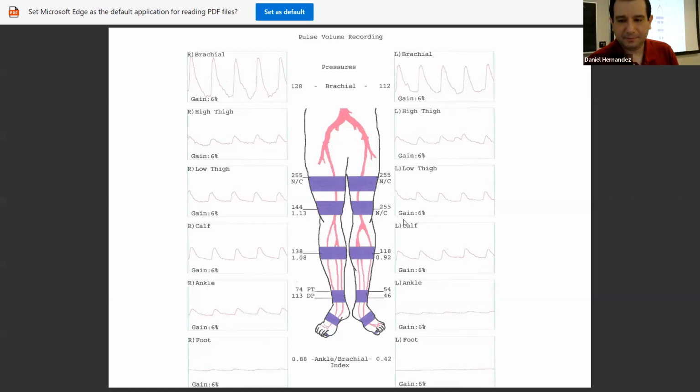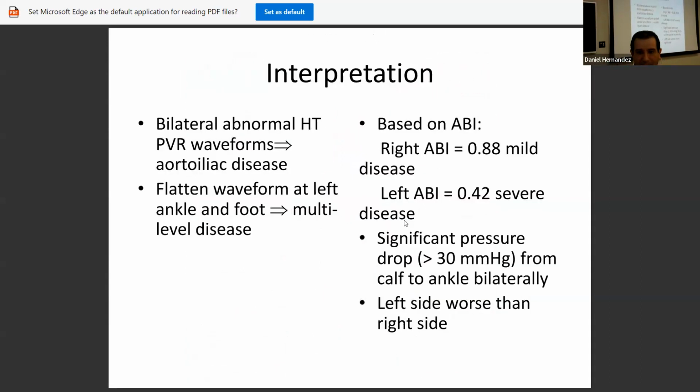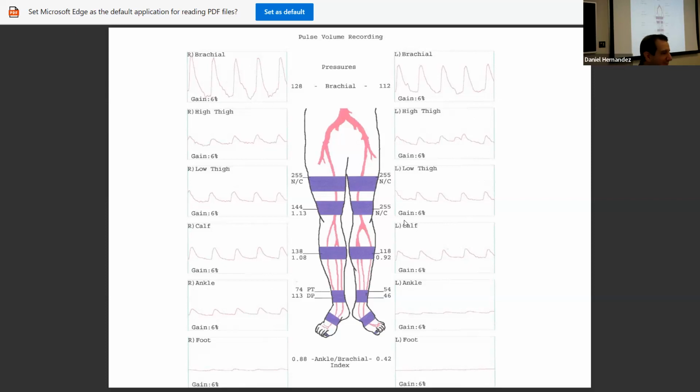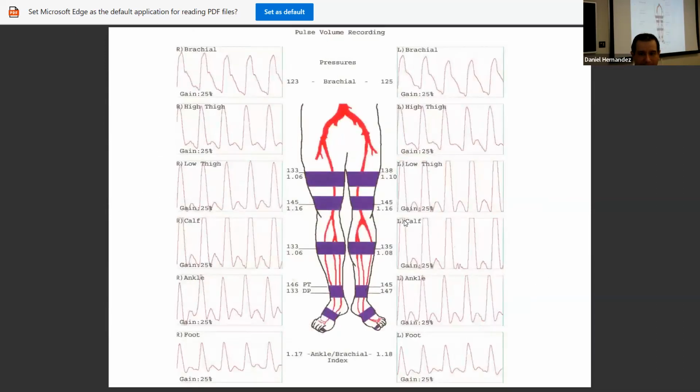Is our test going to be case studies of this? The questions that I'm going to ask are more just recognizing which extremity is abnormal versus normal, similar to what I gave you on the quiz. You're not going to have to make diagnoses like this. Recognizing which side is worse, which side has disease, and the PVR waveforms. Kind of like last test.